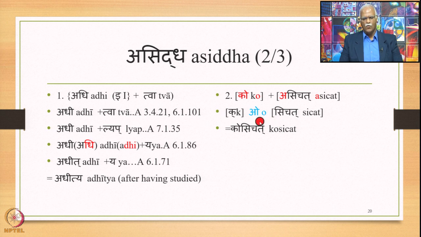So, this o as an ekadesha has already happened. Consider it as not happened. And if this is not happened, then this sa also comes immediately after a, and the basic condition of shatva is not fulfilled. And so there is no shatva. So we have kosichat, deriving the correct form.